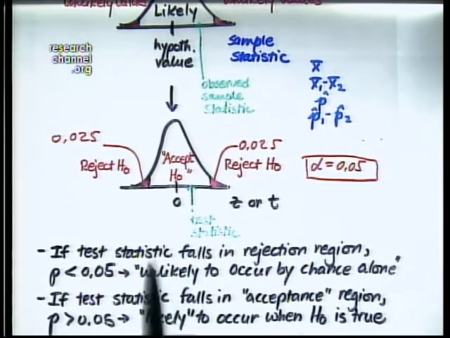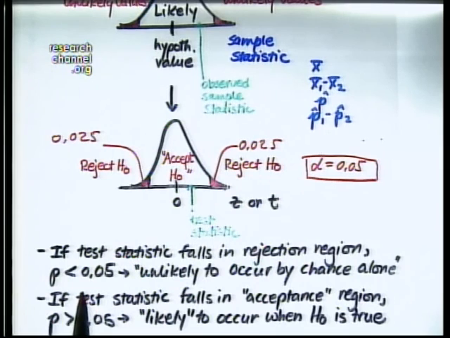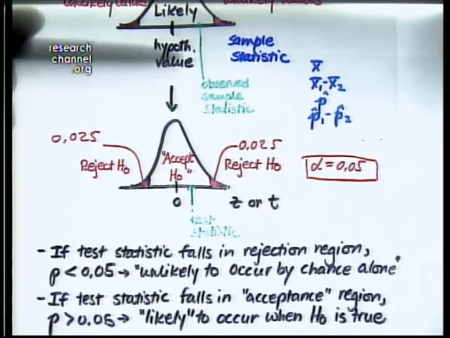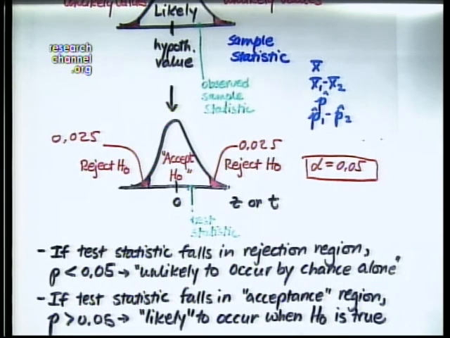the p-value, which is the probability of getting the test statistic that you observed or something more extreme, if the test statistic falls in this rejection region, the p-value would have to be less than 0.05. So falling in the rejection region, having a p-value less than 0.05, means that this value of the test statistic, which corresponds to the observed sample statistic, is unlikely to occur just by chance alone when the true mean is equal to this hypothesized value.